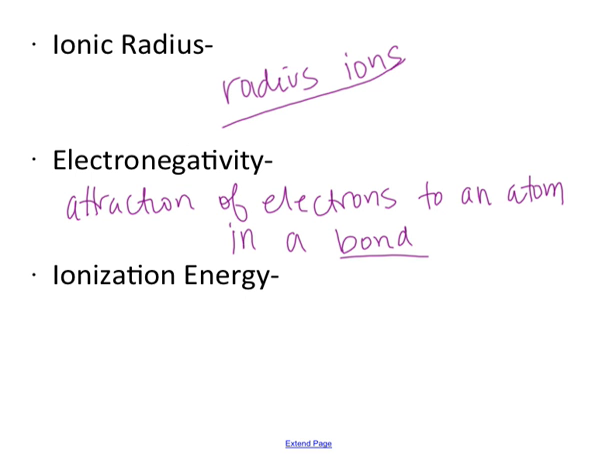Ionization energy, who remembers that? Energy required to do what? Naira? What is the energy to become an ion? What's happening? What are we removing? An electron. It's the energy required to remove an electron.